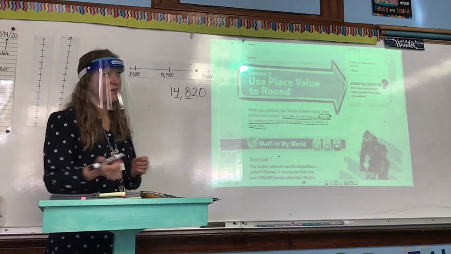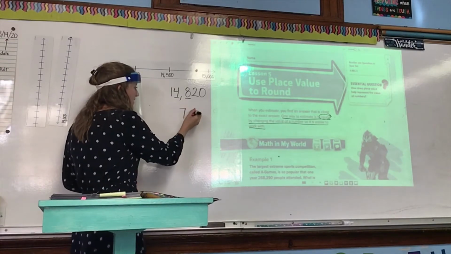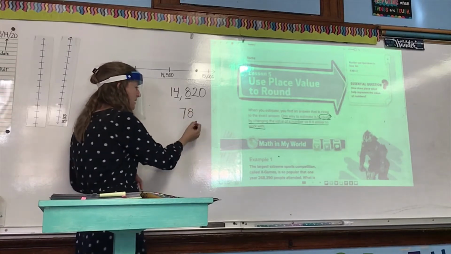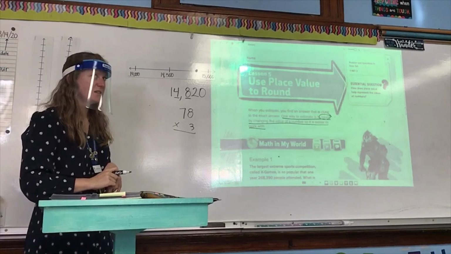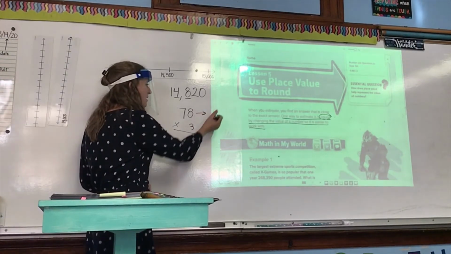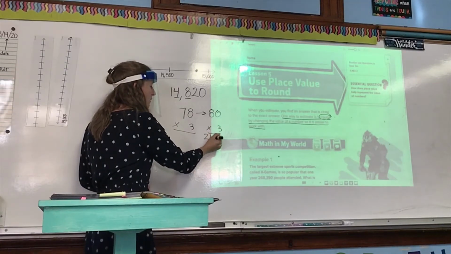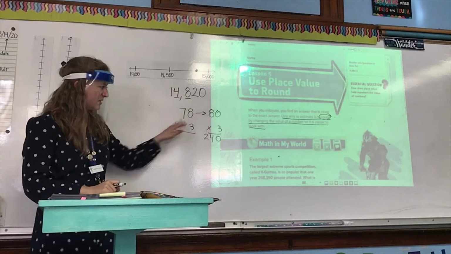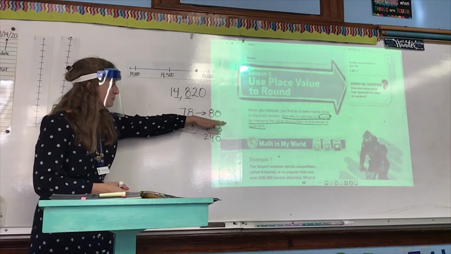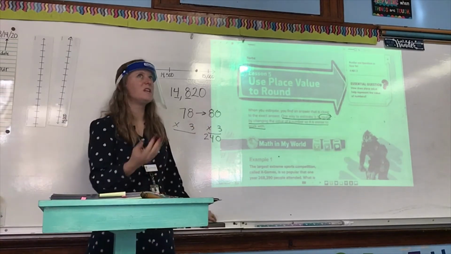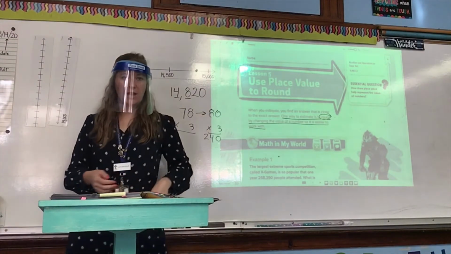If you are trying to find 78 times 3, but you don't necessarily need an exact number, it's a lot easier to round to find that answer than it is to do it this way. So we're not going to do this yet, but we are going to learn how to do this part, or we're going to review and add to what you already know about this part. Okay.